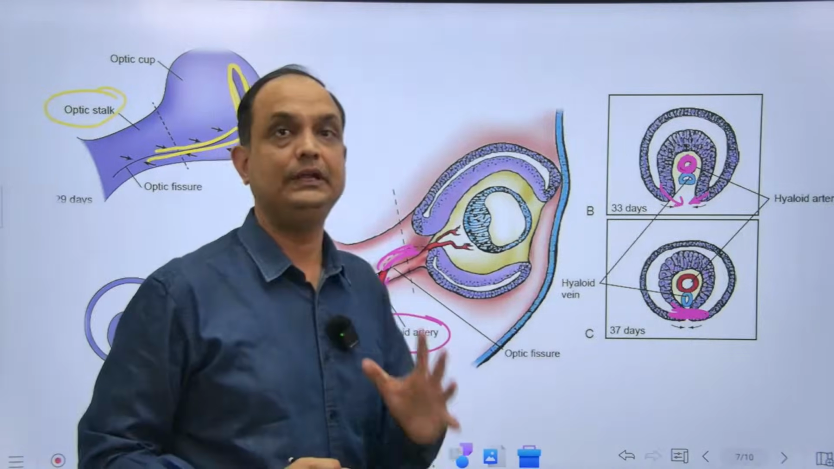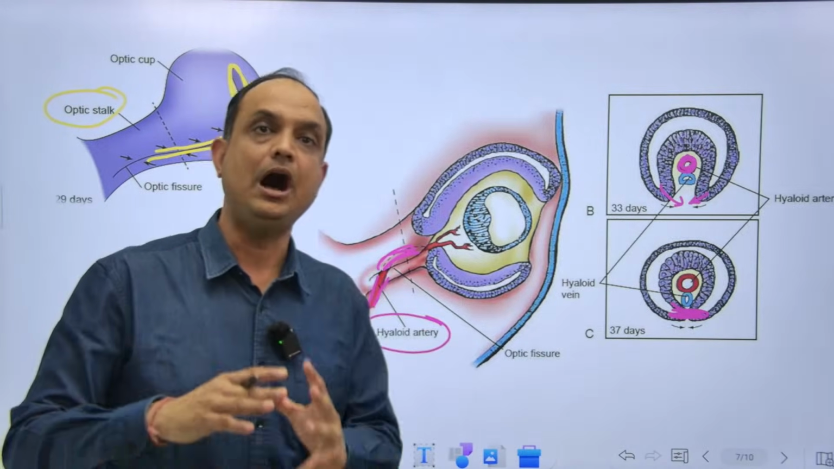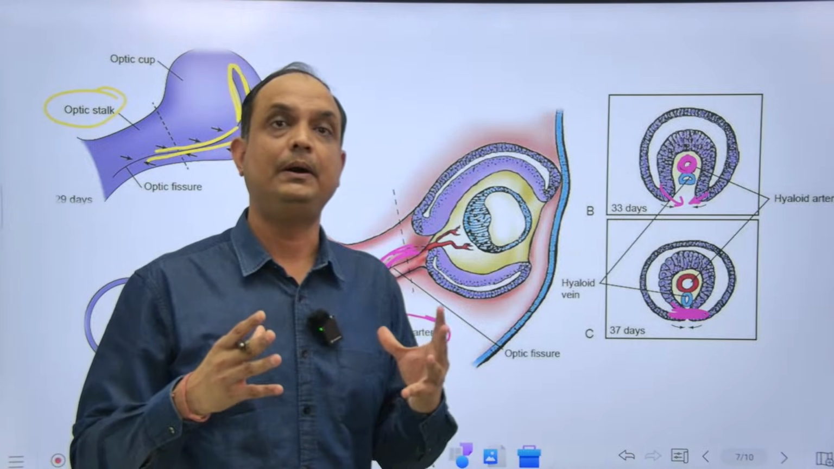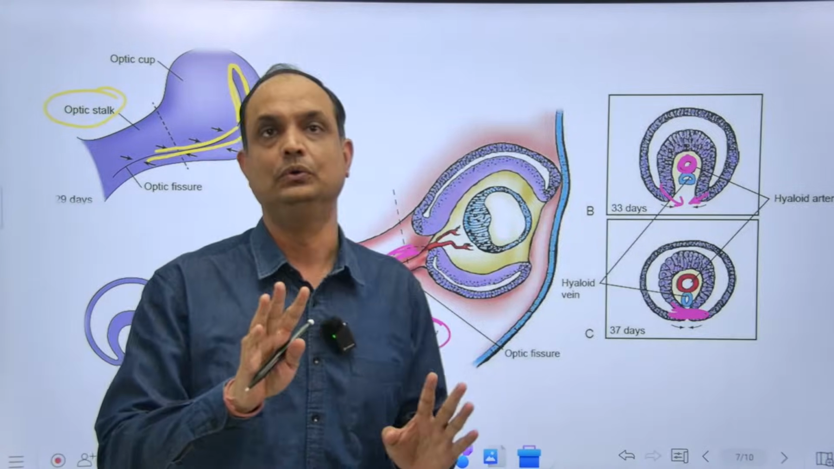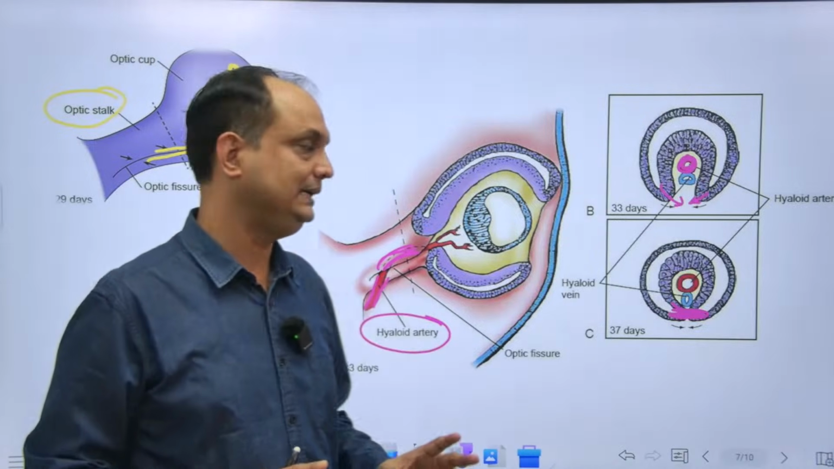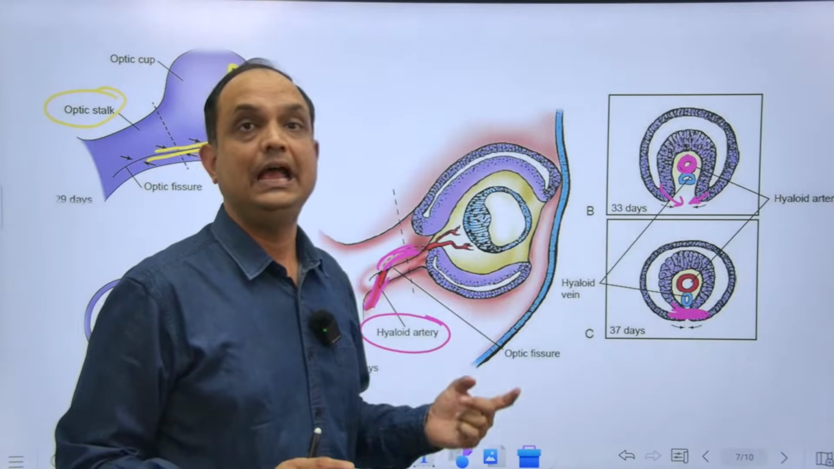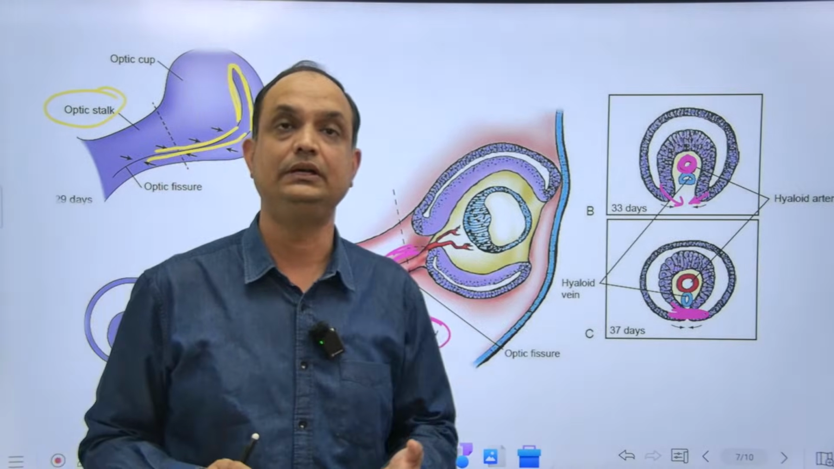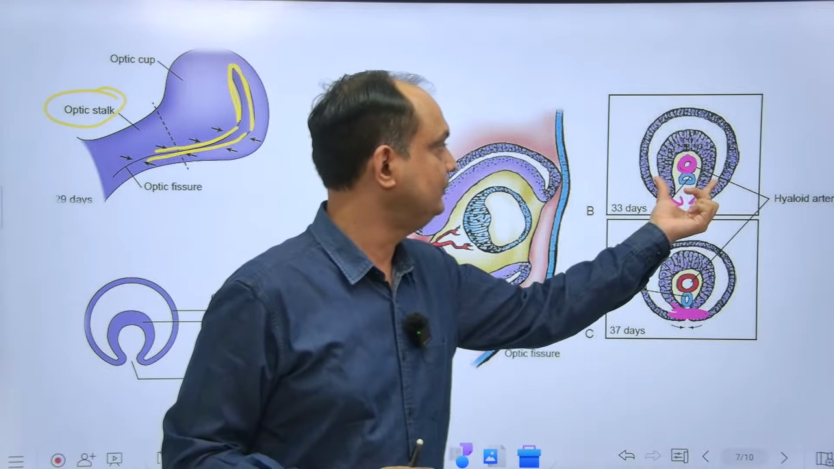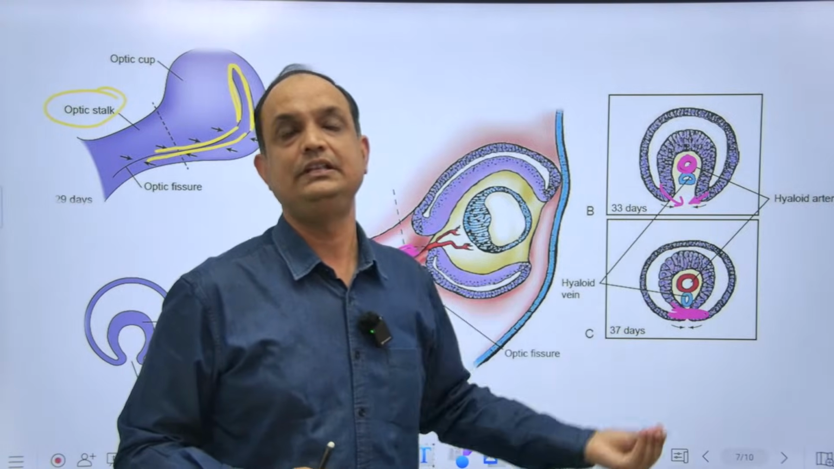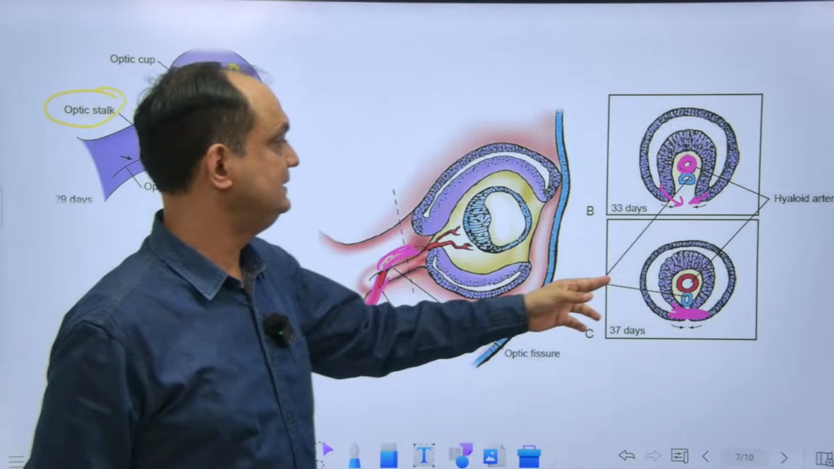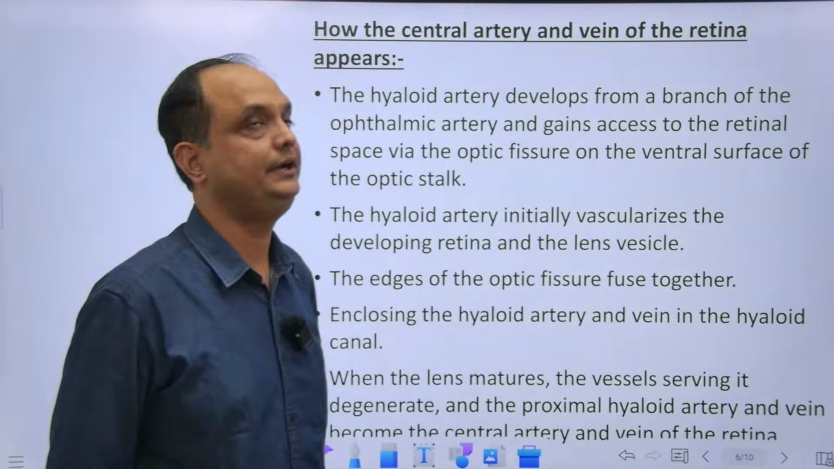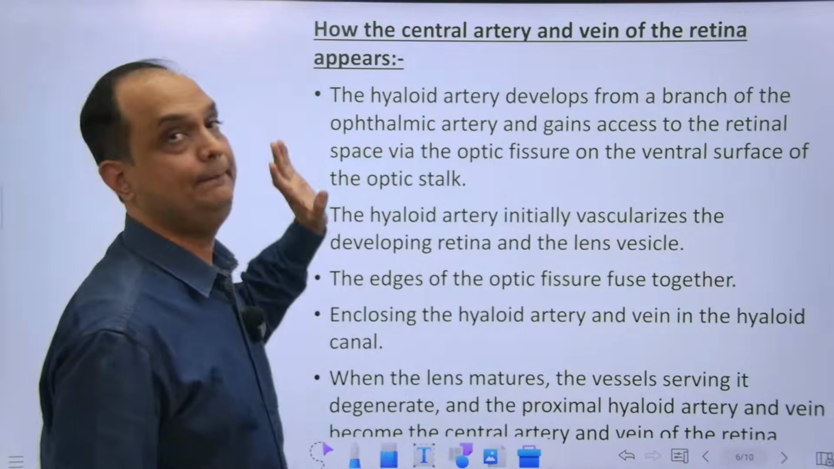So basically, when you have this concept of how the artery is present in the optic nerve, the question is: is it going to puncture the nerve? No, it is not going to puncture the nerve. Basically, there is a hyaloid artery which actually got trapped into the fissure present on the ventral side of the stalk, and then later on the fissure is closed, and once there is a closing of the fissure, this is the trapping of the artery. Clear?